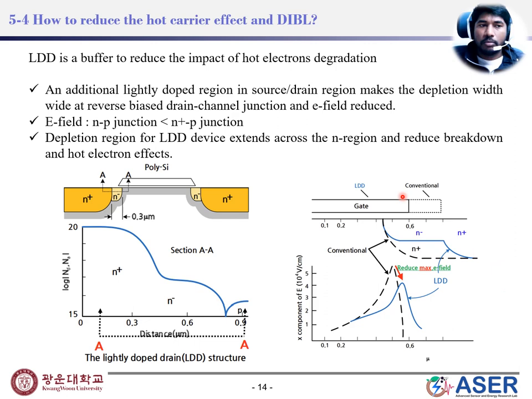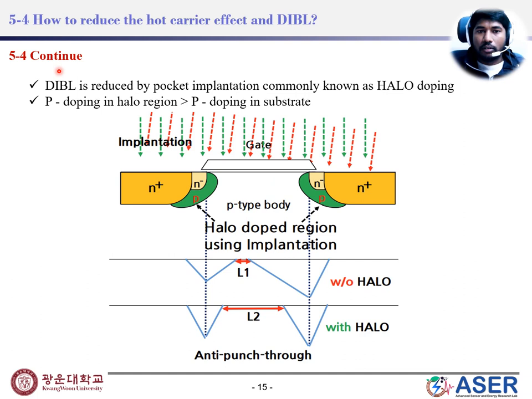The second portion of this question is how to reduce the dipole. Dipole is reduced by pocket implantation, commonly known as halo doping. P doping in the halo region is greater than P doping in the substrate. Here we draw a halo doping. Actually, it is more highly doped than the substrate doping.